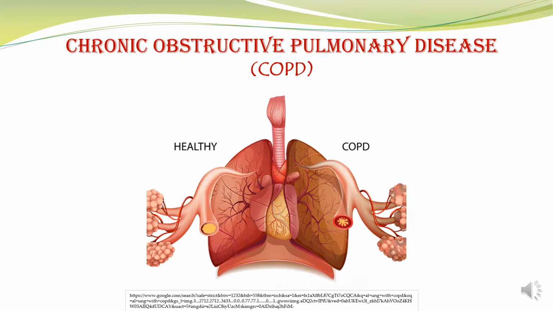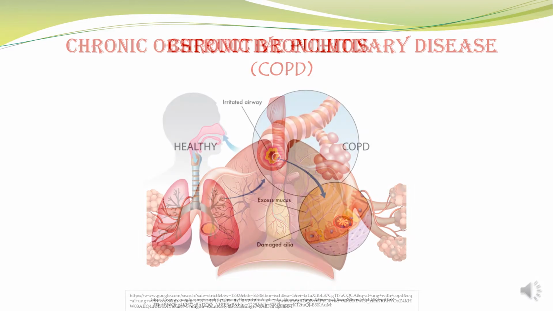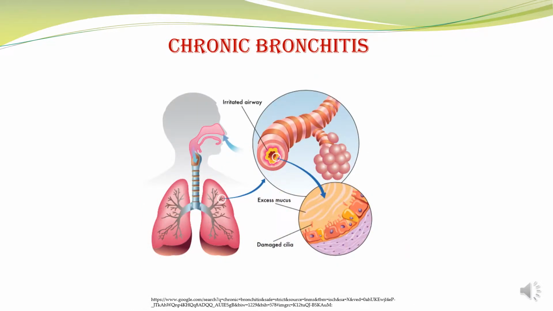COPD is a preventable and treatable disease characterized by airflow limitation. It is usually progressive, not fully reversible, and associated with an abnormal inflammatory response of the lungs. COPD is a term used to describe two related lung diseases, chronic bronchitis and emphysema. For the purpose of this PowerPoint presentation, I will discuss chronic bronchitis.